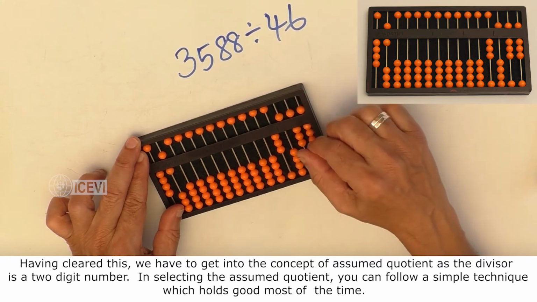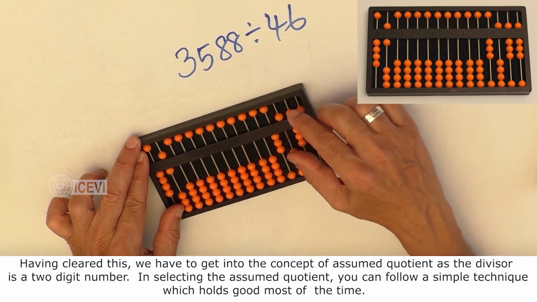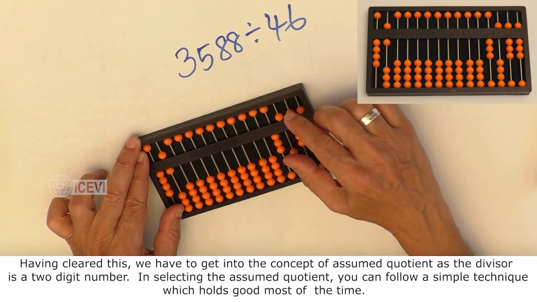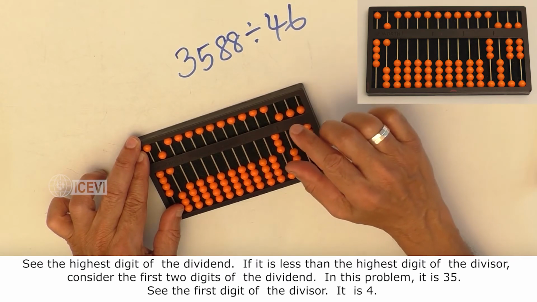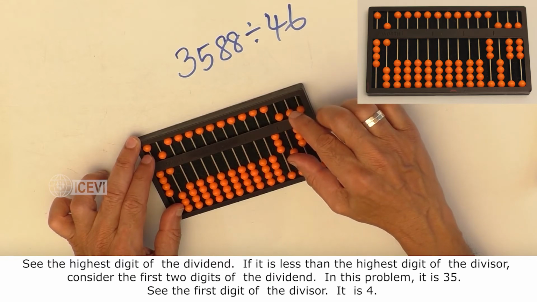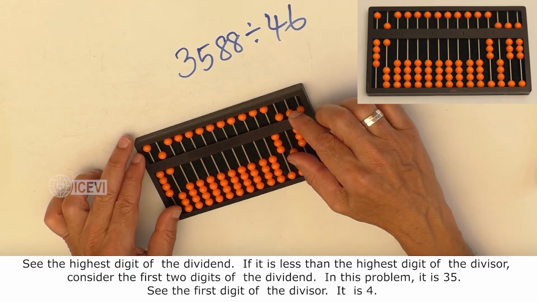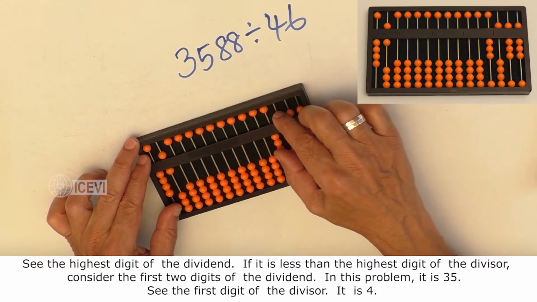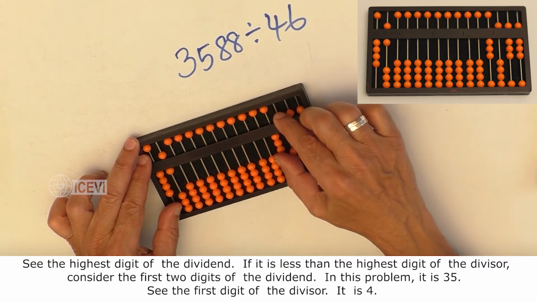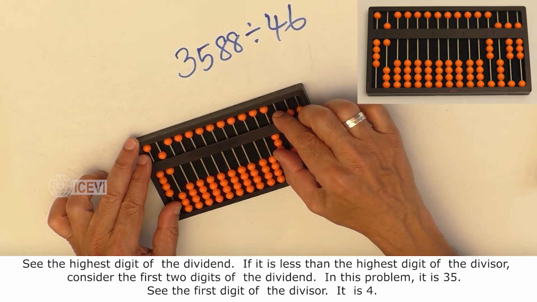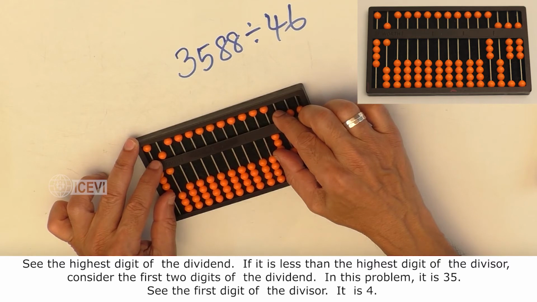In selecting the assumed quotient, you can follow a simple technique which holds good most of the time. See the highest digit of the dividend. If it is less than the highest digit of the divisor, consider the first 2 digits of the dividend. In this problem, it is 35. See the first digit of the divisor, it is 4.